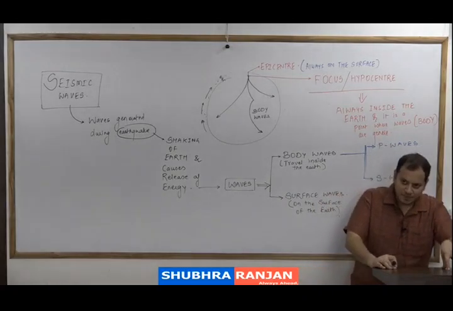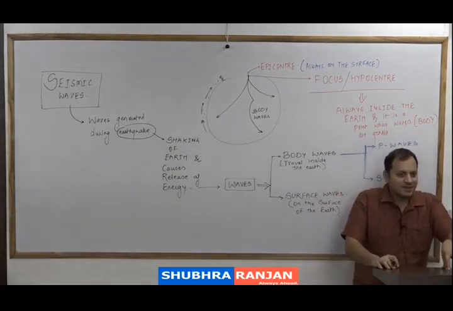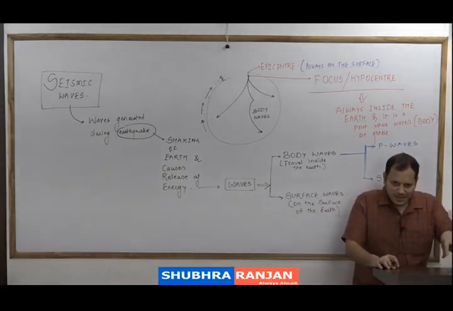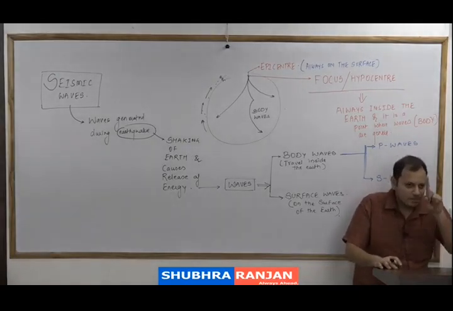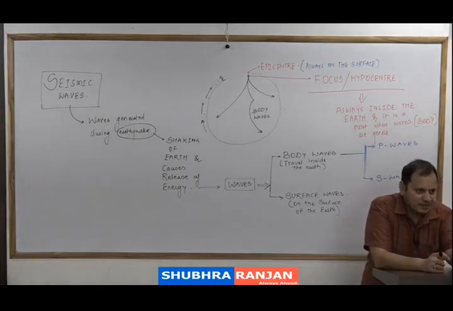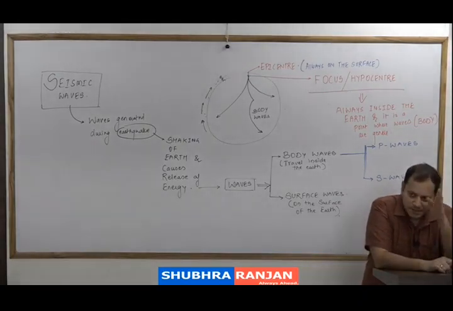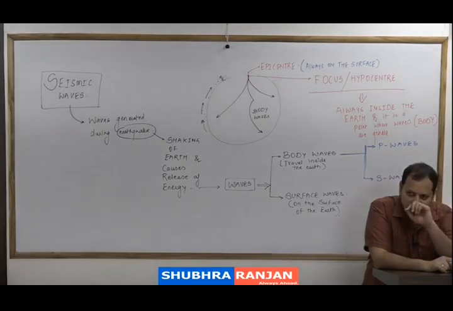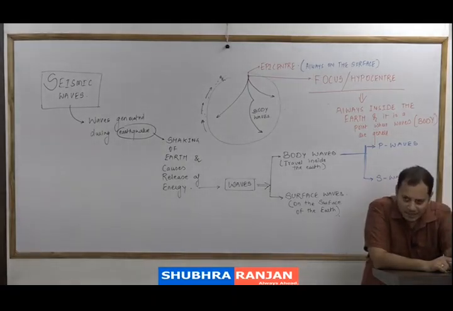Why secondary wave? Because it is the second wave to be recorded. Now why is it the second wave to be recorded? Because the primary wave travels with double the speed of a secondary wave, or the secondary wave travels with half the speed of a primary wave. And as a result, the first wave to be recorded is the primary, then the secondary, and then come the surface waves.